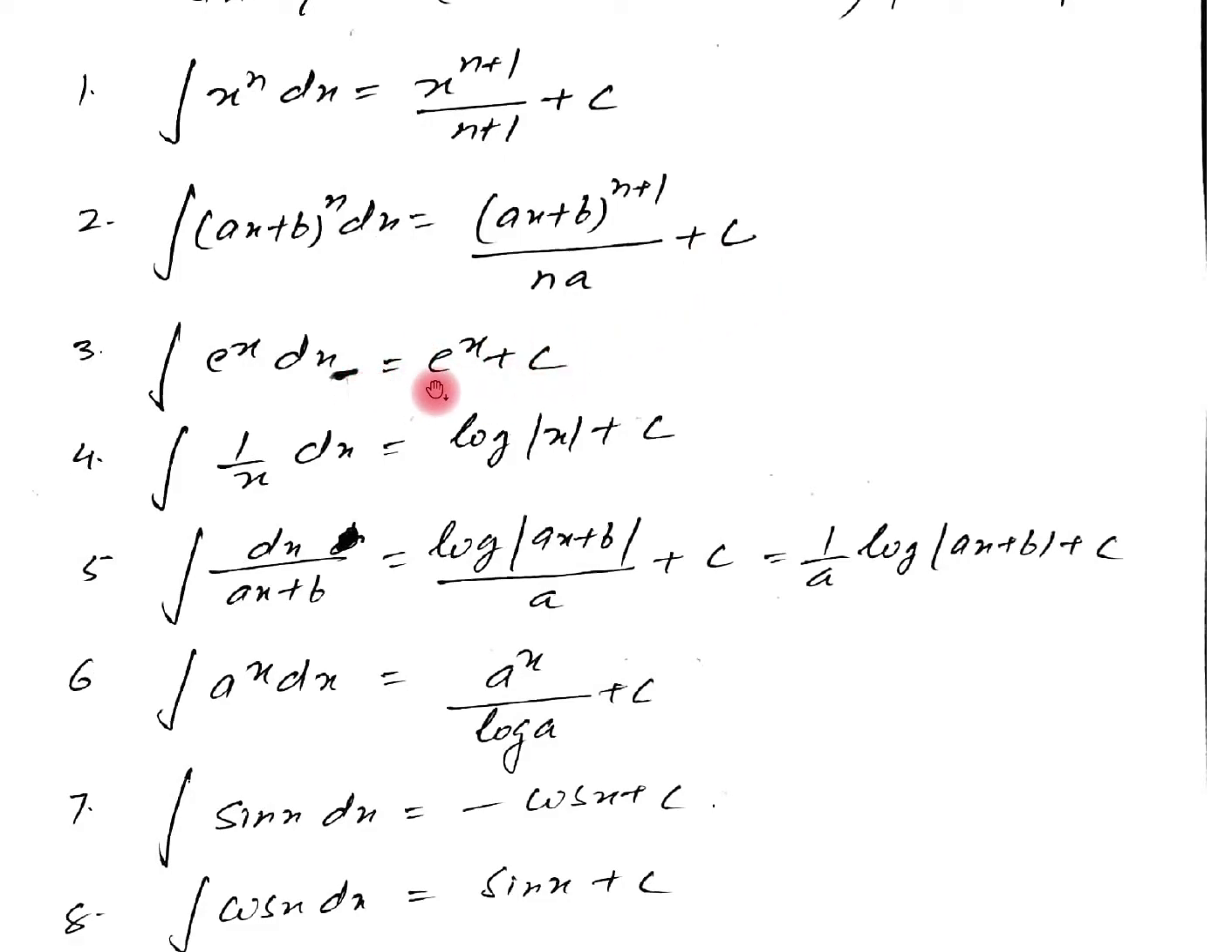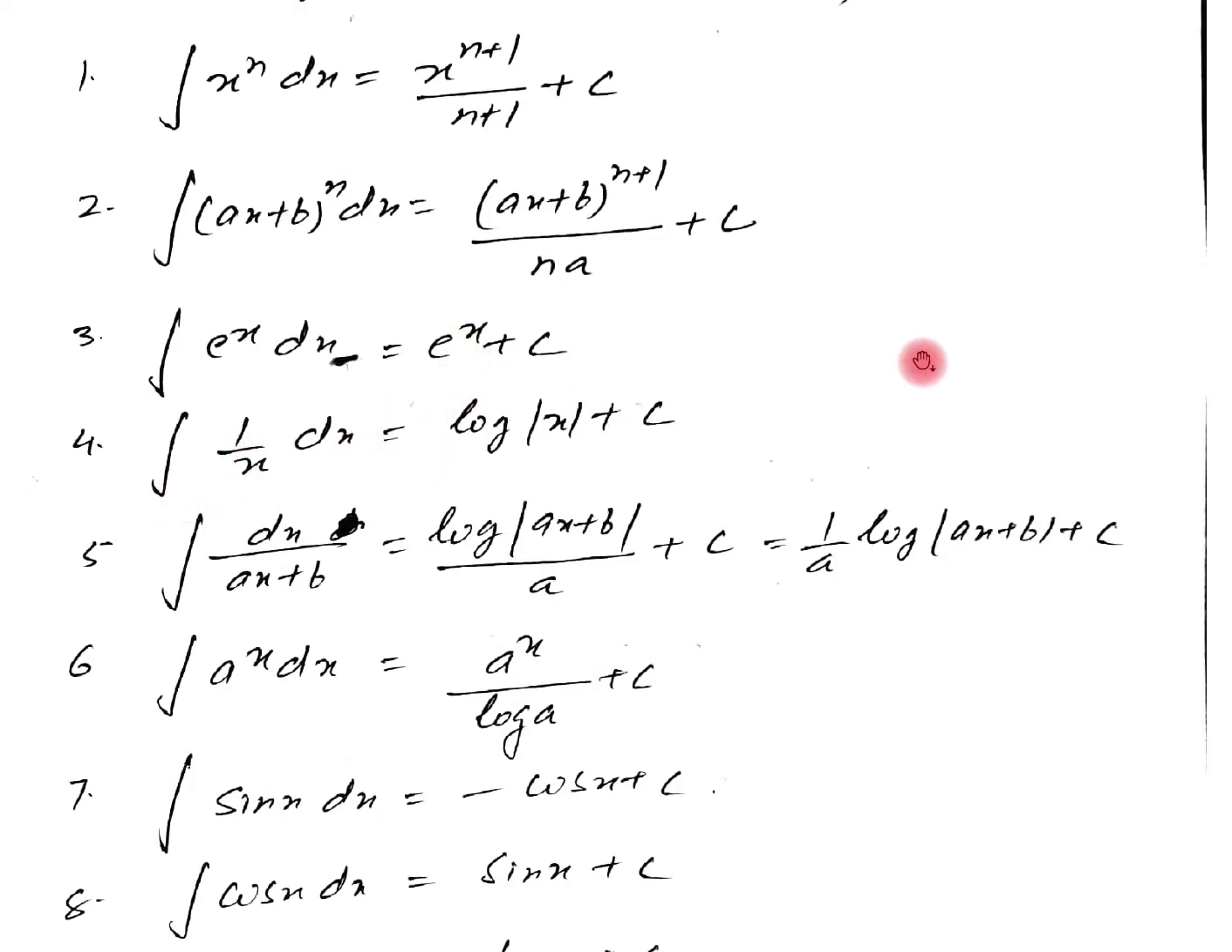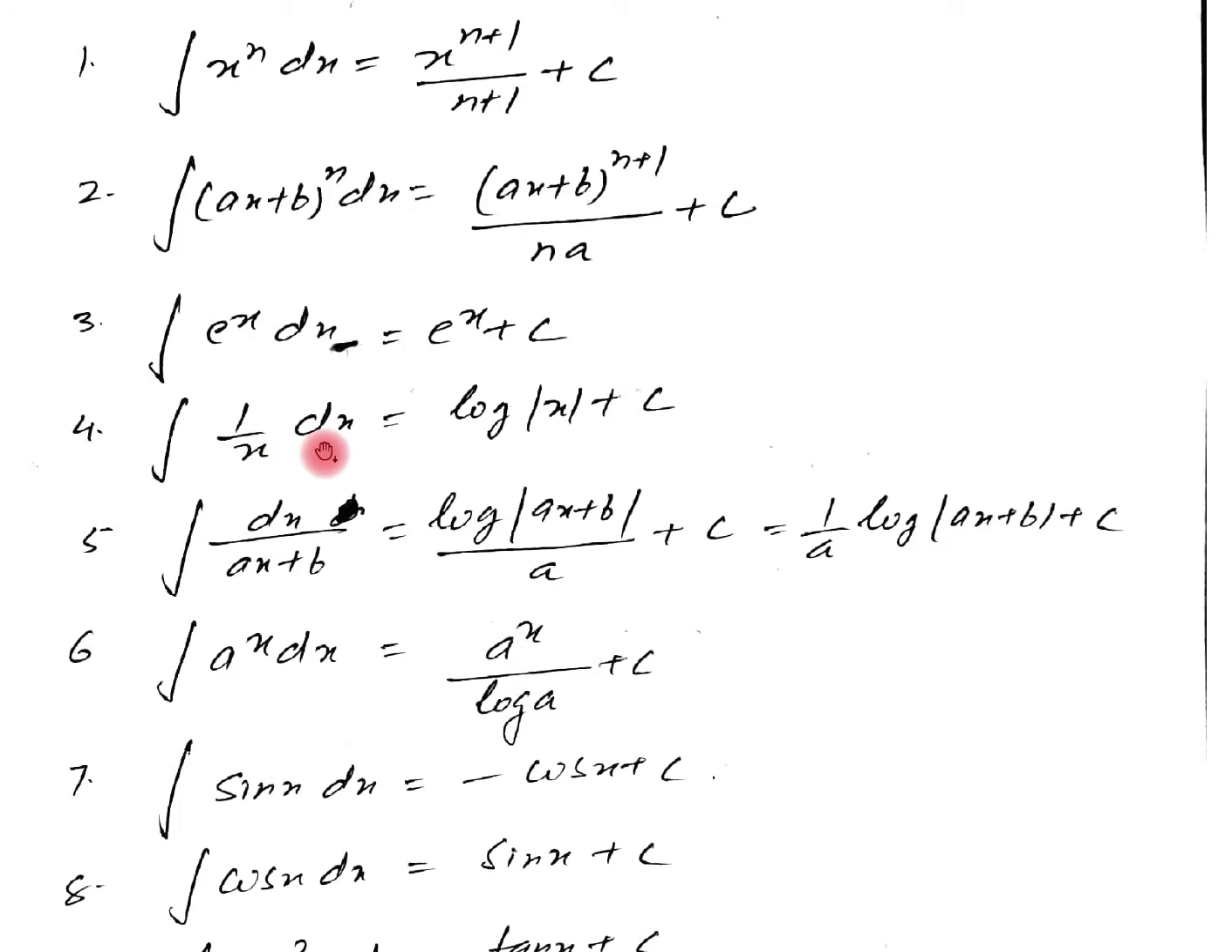Now we know the derivative of e raised to power x is e raised to power x. So we can say the integral of e raised to power x remains e raised to power x. Then 1 upon x is the derivative of log x. So the integral of 1 upon x dx equals log of modulus of x, because log is always defined for a positive quantity. Whenever you write the log, we have to write the modulus of whichever function. So the integral of 1 upon x dx equals log of modulus of x plus c.